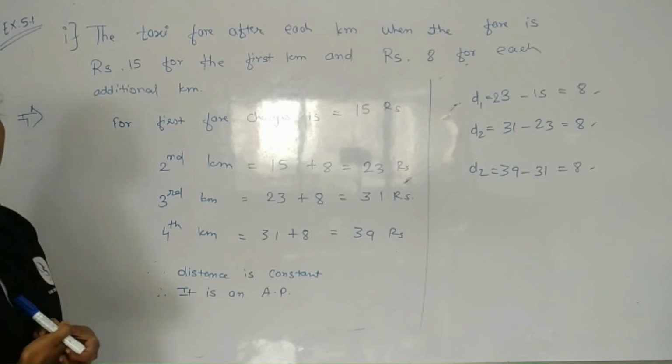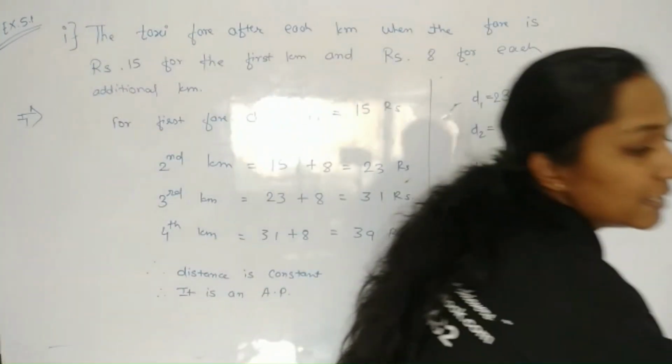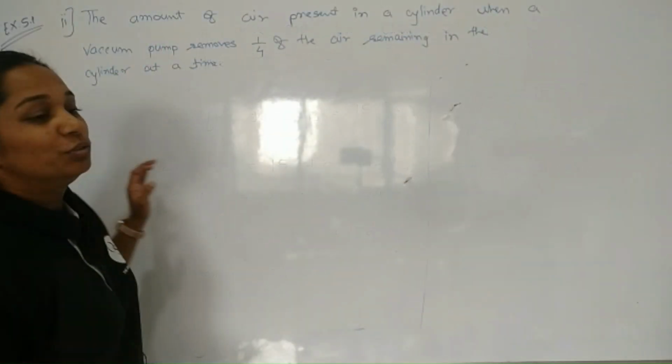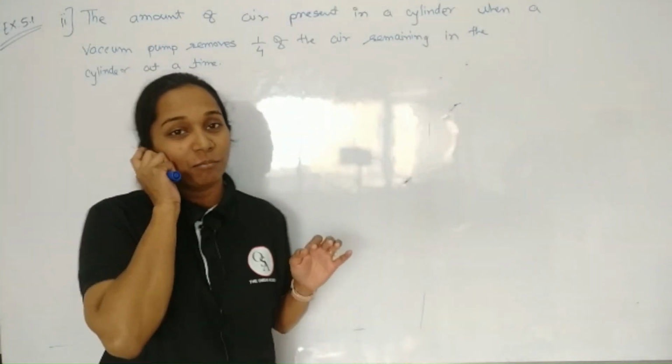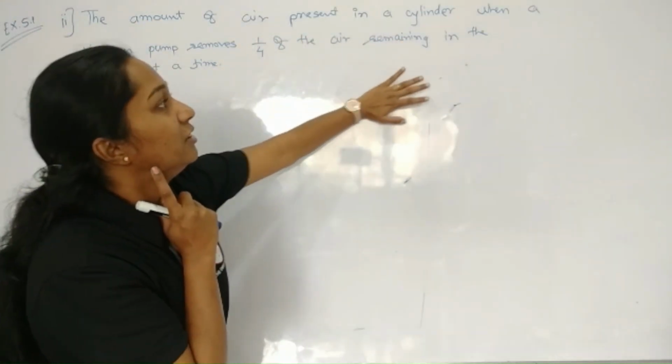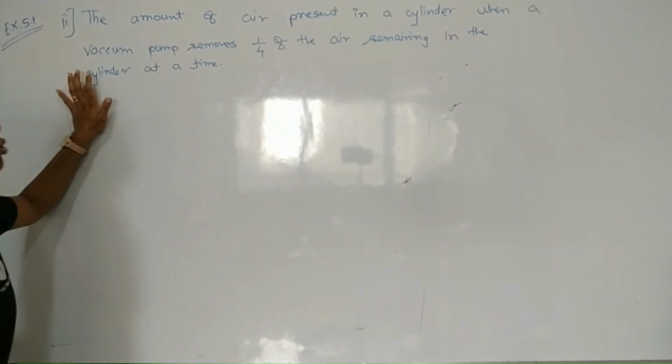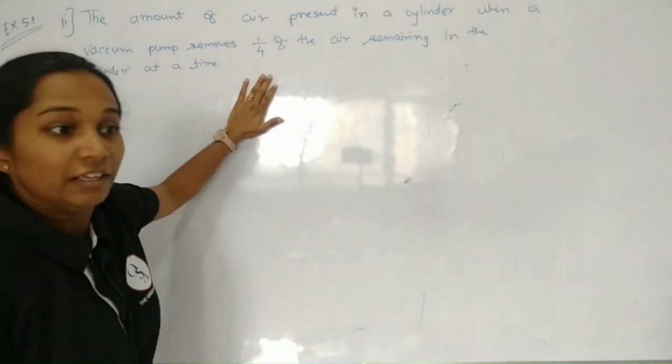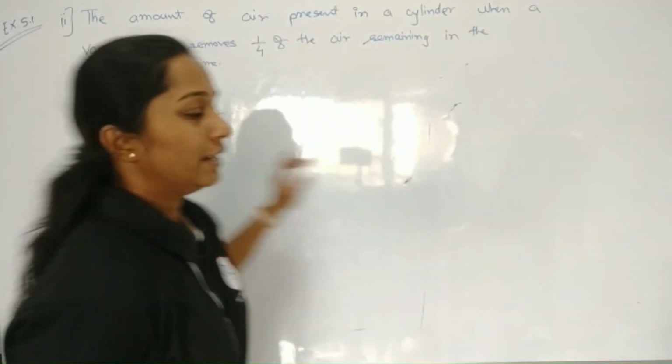Now we are going to move ahead to our second example. The second example is: the amount of air present in a cylinder when a vacuum pump removes 1/4 of the air remaining in the cylinder at a time.